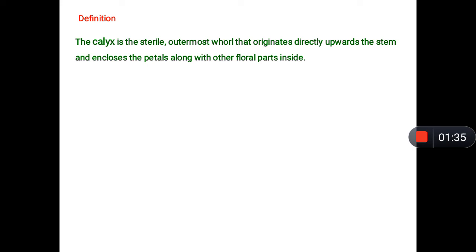It can be simply said that it is the extension of the pedicel. So this is the definition that calyx is the sterile outermost whorl that originates directly upward the stem and encloses the petals along with other floral parts inside.